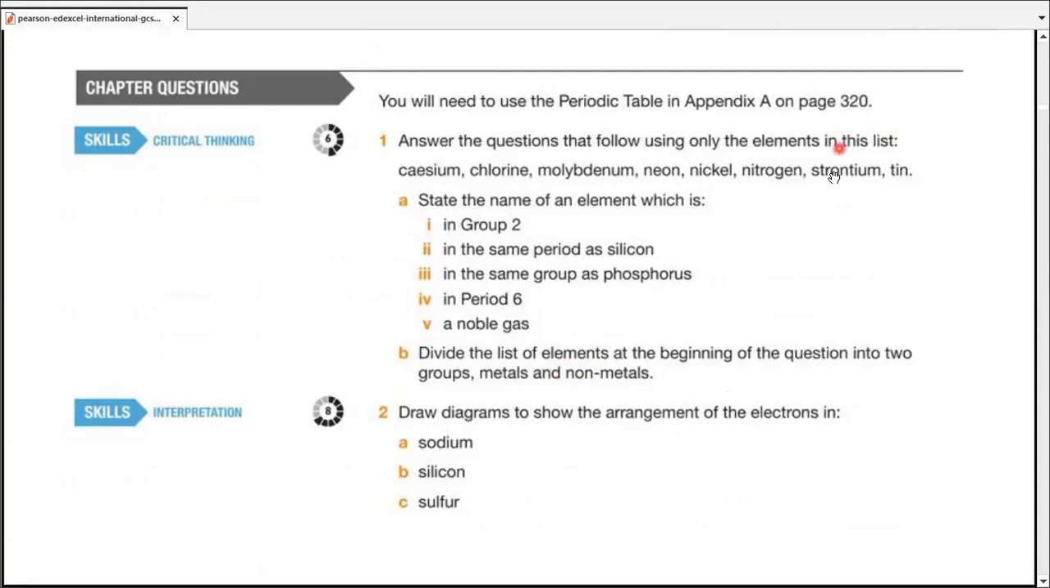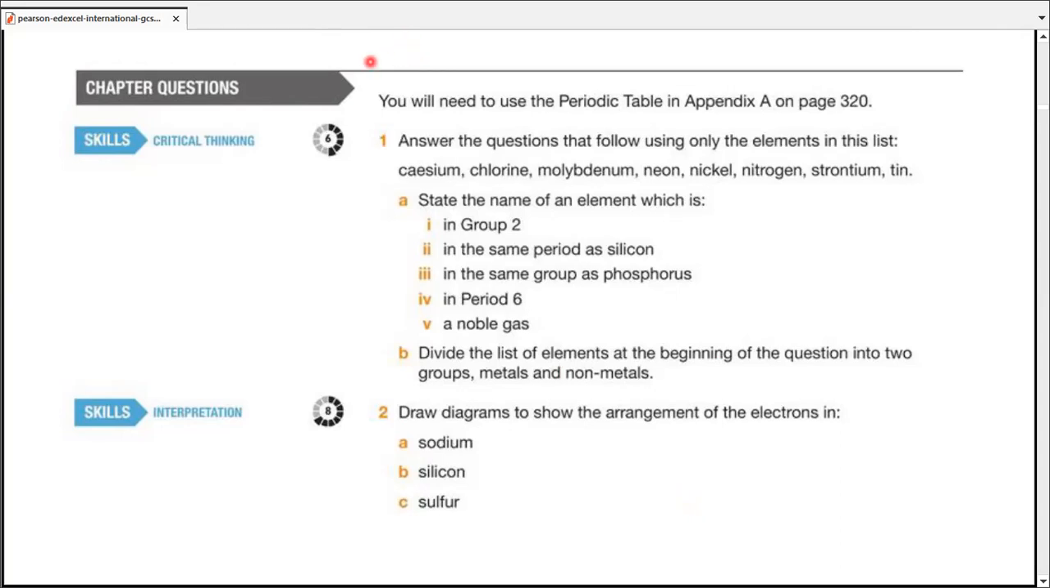We are going to begin with question number two. Question number one is really easy. Locating an element on a periodic table or dividing them into metals and non-metals is really easy. So let's start with something that might give you a hard time: question number two, part A.